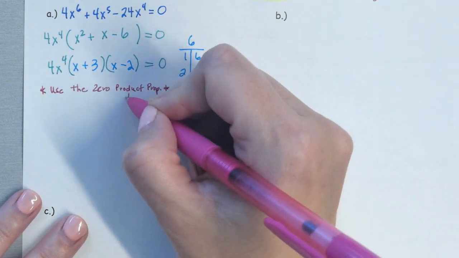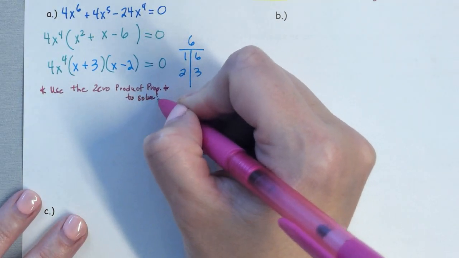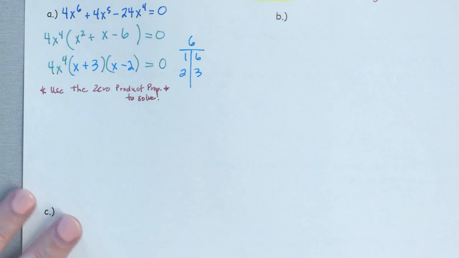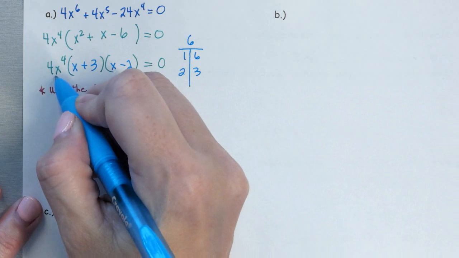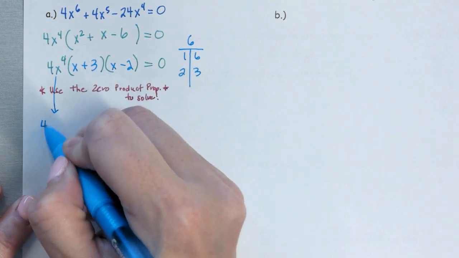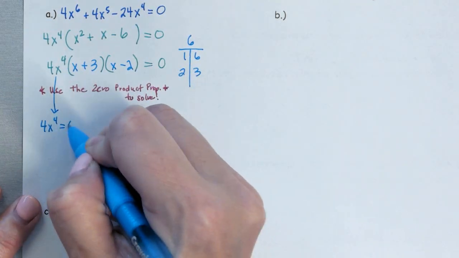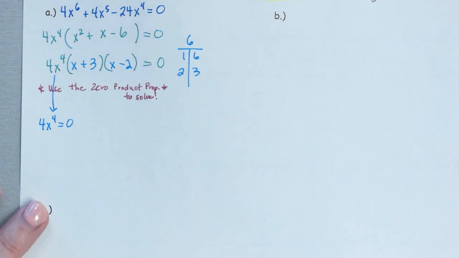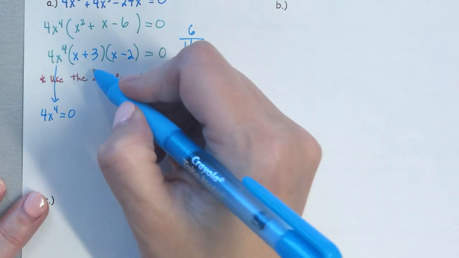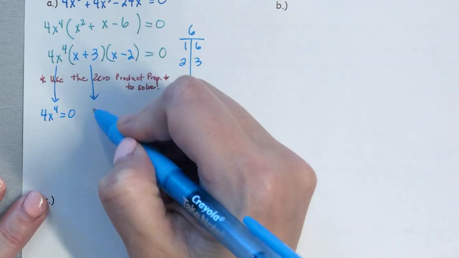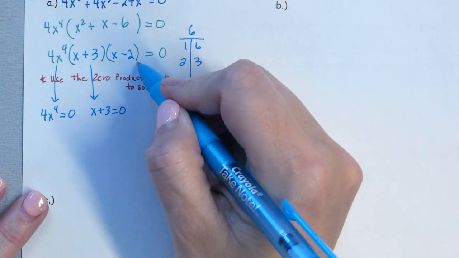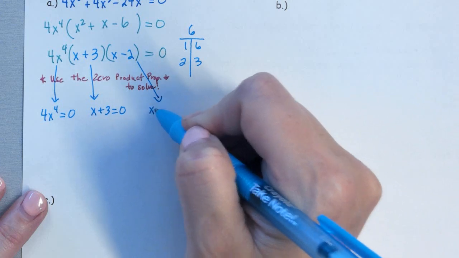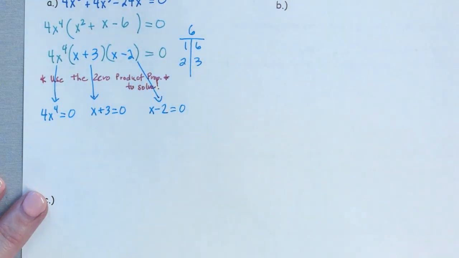Okay, so we're going to use that to solve. When you do that, you have to set each factor equal to 0. This is a factor, so we have to set 4x to the 4th equal to 0 and solve. This is a factor, so we set x plus 3 equal to 0 and solve. And this is a factor. x minus 2 equals 0 and solve.